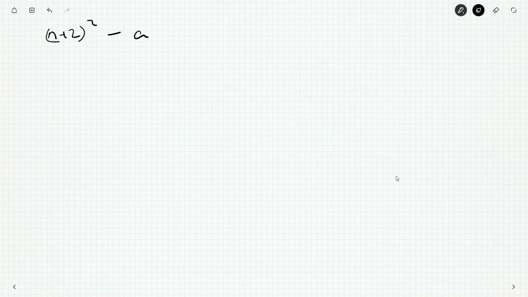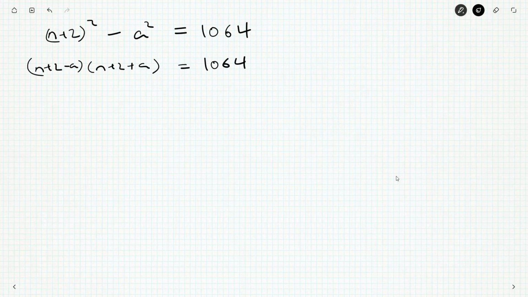So n plus 2 squared minus some other square, if we just rearrange, it's got to be 1064. So n plus 2 minus a, this is just difference of squares, plus a has got to be equal to 1064. 1064, tell me you've got some nice factors. You've got 2 to the 3, 133 I'm pretty sure is a square, but let's double check. Not divisible by 2, 3, or 5. It is divisible by 17, however. Or not 17, 7, and gives us 19.